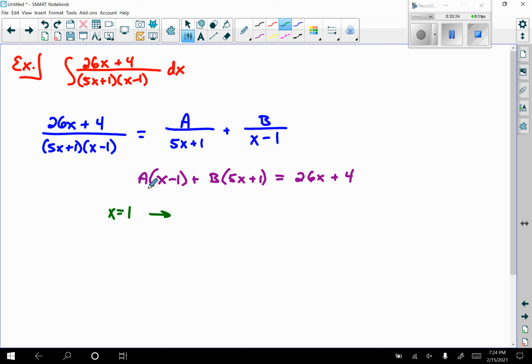So again, this is 1 minus 1 times a, which is just gone. Next, I'm going to get 5 times 1 plus 1, so 6b. And when x is 1, that's 26 plus 4 equals 30, so b equals 5. Now, I don't want to use a fraction here, so we could just pick a nice value. We could say maybe let x equal 0.